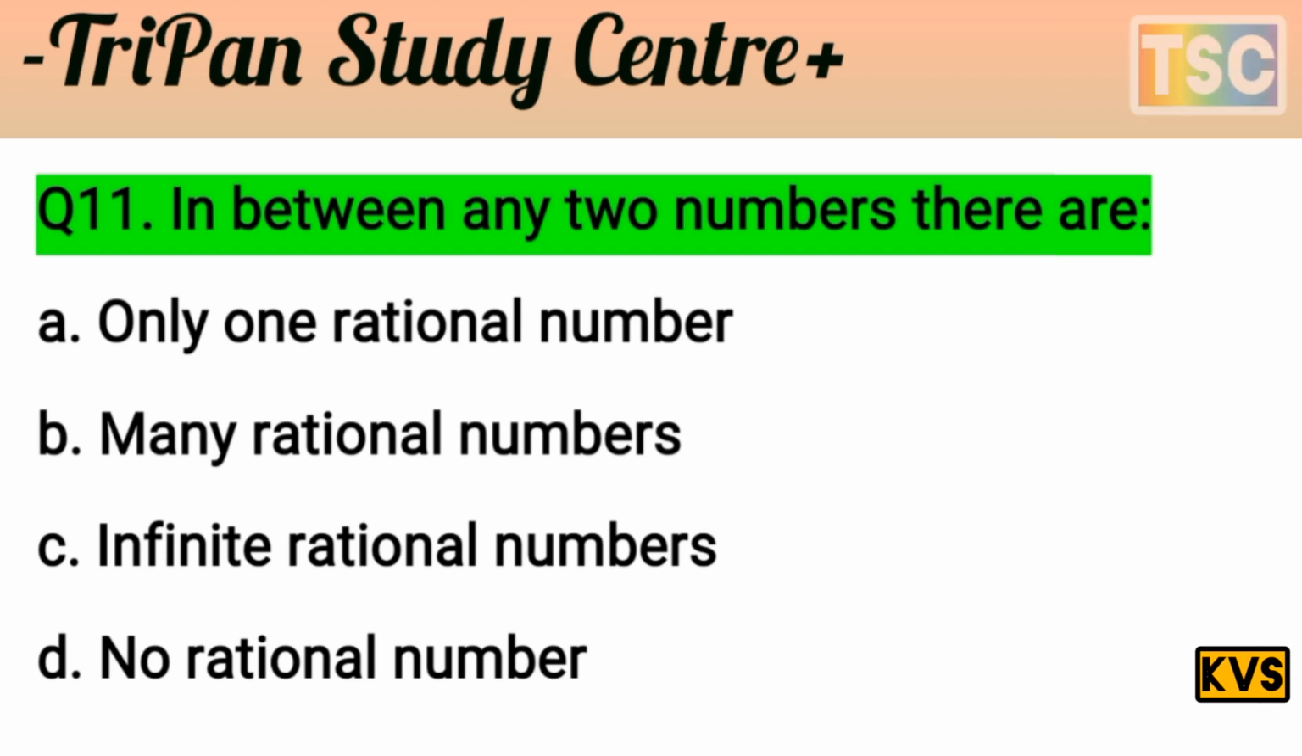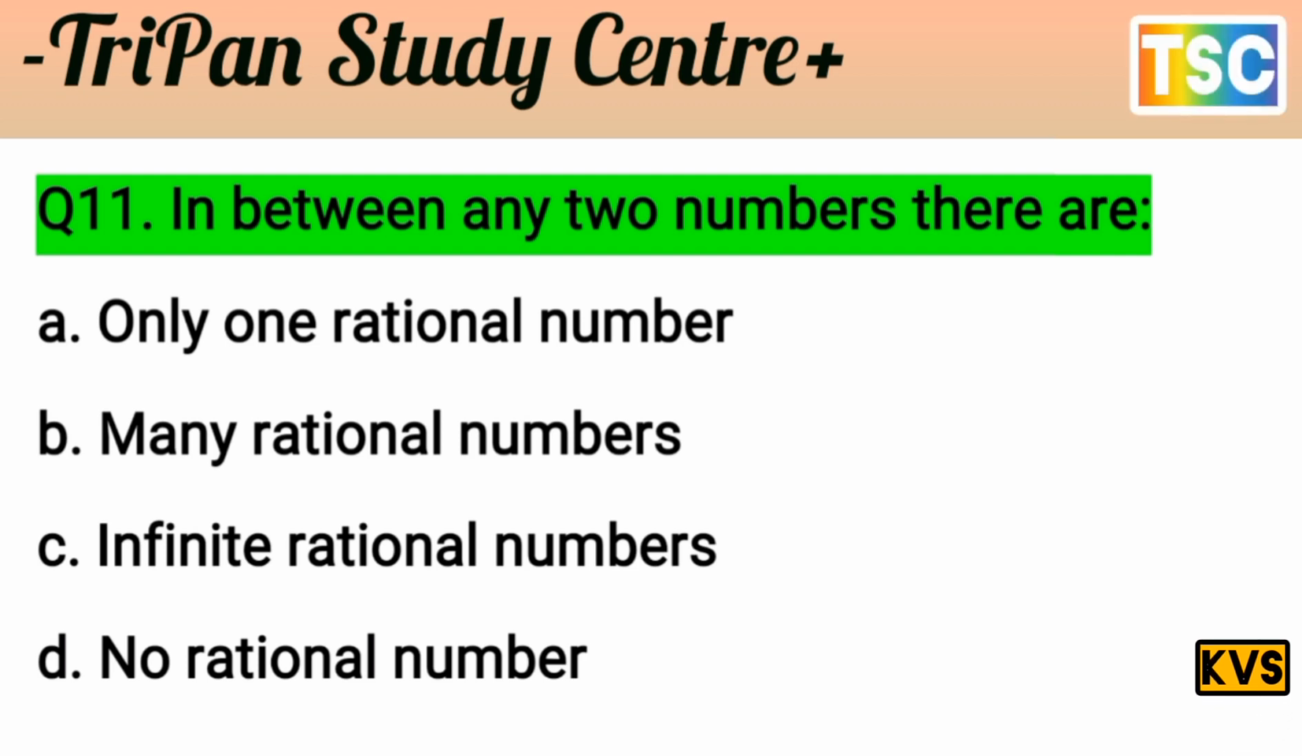You know the question is clear here, but first of all test your IQ level. I give a few seconds for you. You must have a thought of your answer. Let's see what the answer to this question is. In between any two numbers there are: A, only one rational number, B, many rational numbers, C, infinite rational numbers, and D, no rational number. The option is clear here, and the answer is also clear.